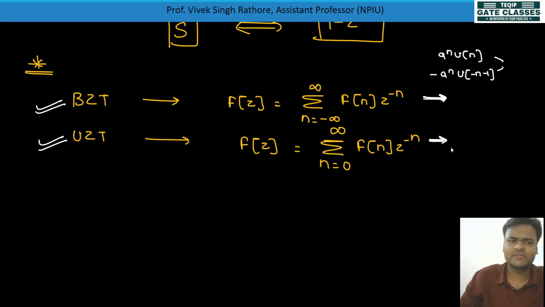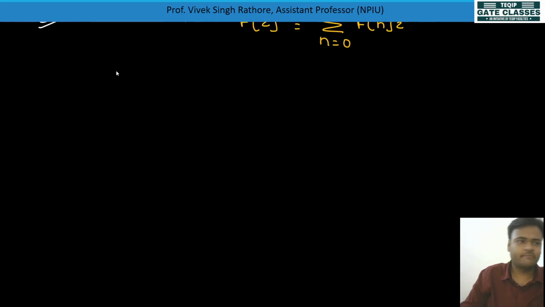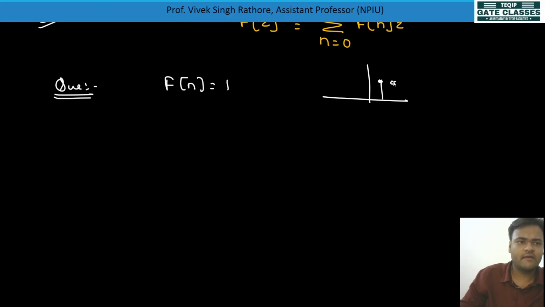We have to mention it, because two signals can have the same Z expression. Here it won't happen. We'll take some example and try to understand. Earlier we have seen that if our f of n is 1, every value will have the value 1, from minus infinity to infinity.